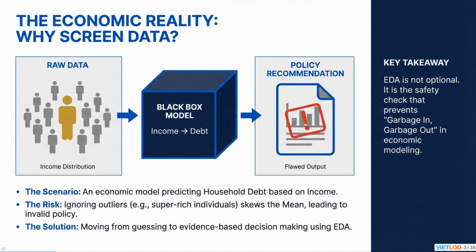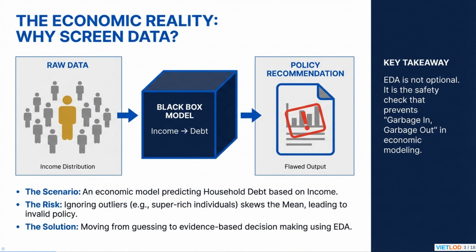In economic modeling, we often take raw data, such as income distribution, and feed it directly into a predictive model to forecast outcomes like household debt. If we treat this model as a black box and overlook the quality and characteristics of our input data, we run a significant risk. The outcome is often flawed policy recommendations, embodying the classic problem of garbage in, garbage out.